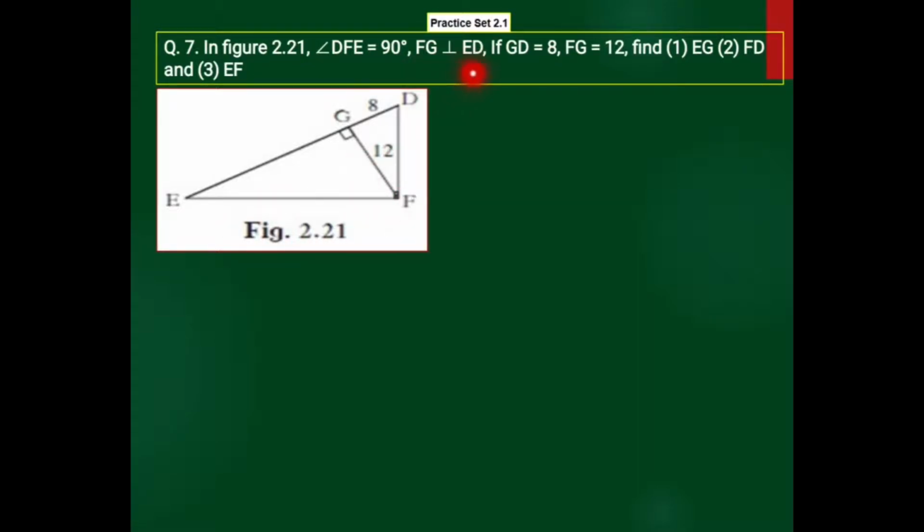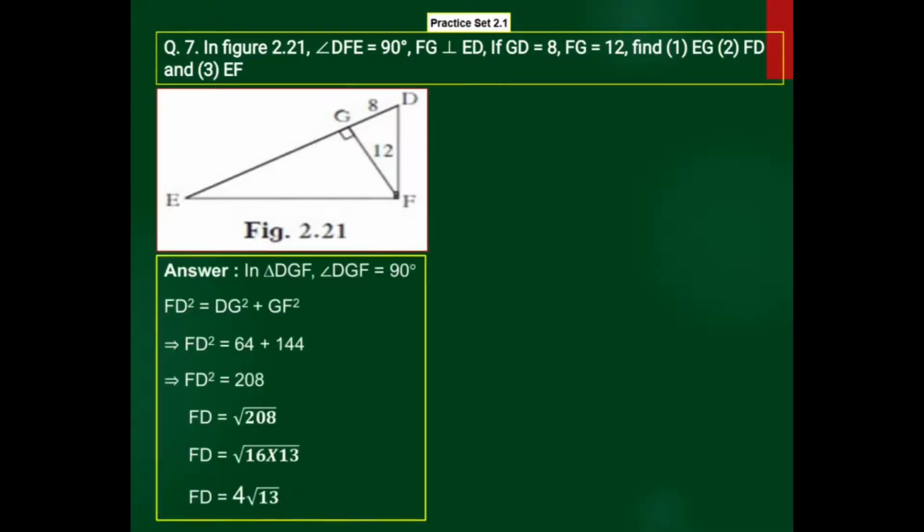FG is perpendicular to ED. GD equals 8. This value GD is given as 8. FG equals 12. Find the value of EG, the value of FD, and the value of EF. So we separate this diagram.